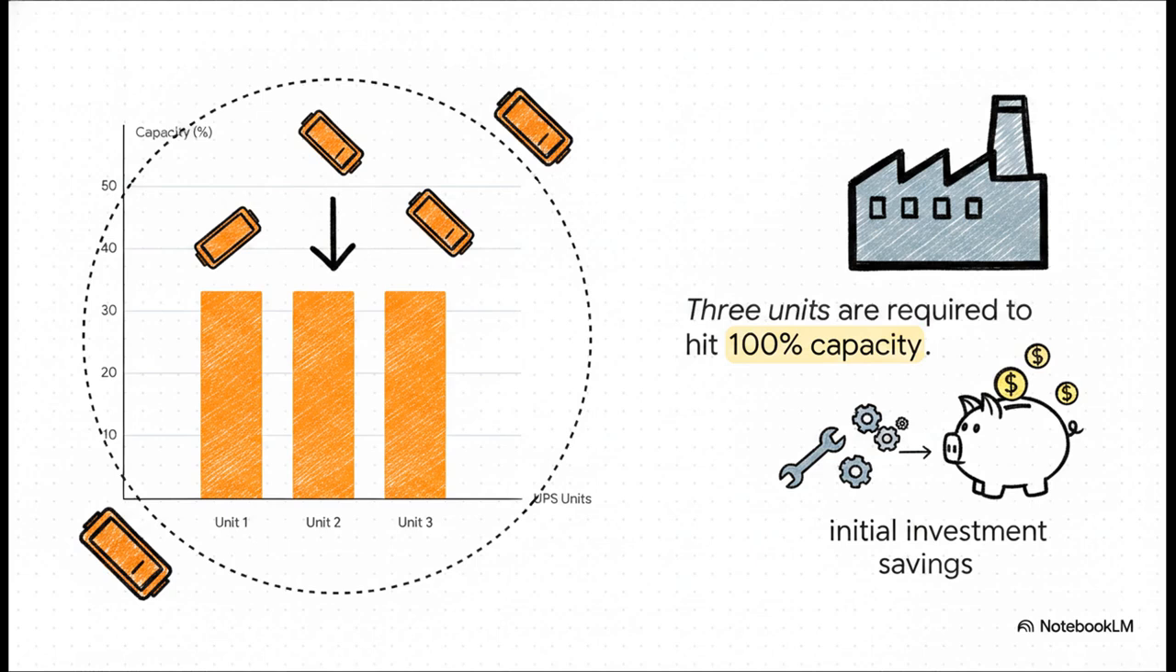What's really fascinating here is how the individual unit requirements shrink way down. Because 3 units are required to hit 100% capacity, each individual unit only needs to be sized to handle 33.3% of the total load. And guys, this is a massive deal for gigantic facilities. Why? Because it saves incredible amounts of initial investment on giant, oversized equipment. Smaller individual units are just way cheaper and much easier to source.